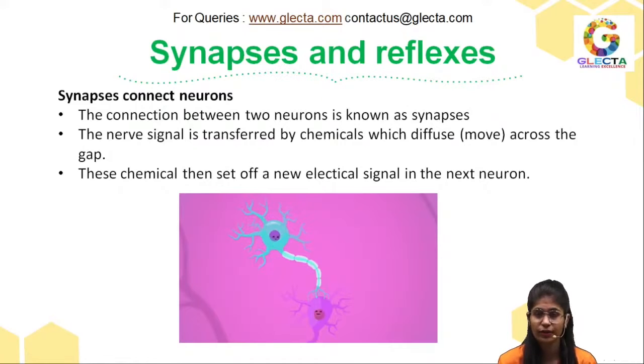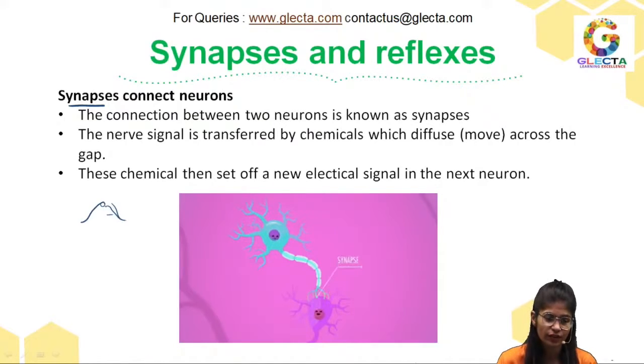So let's talk about what synapses are. In the last lecture, I did tell you a little about it. Synapse is where there's the nerve ending of one neuron and the receiver end of the second neuron. This space between them is known as the synapse. So the synapse is the connection between two neurons.